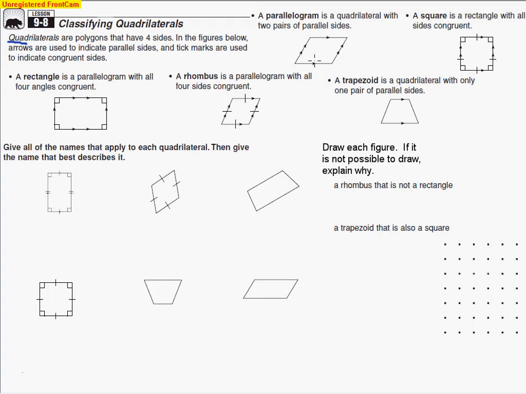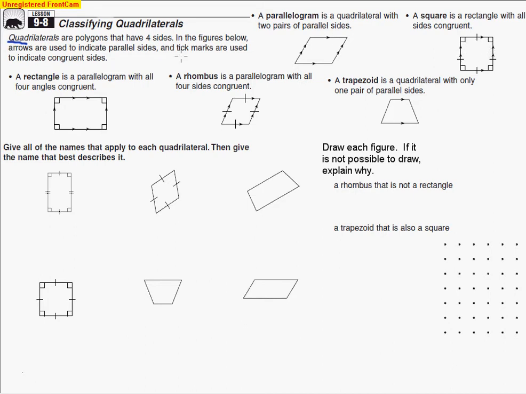We have a square, and a square is a special type of parallelogram. It's also a rectangle. So it's a rectangle with all sides that are the same. That's what these little tick marks are for. The right angle symbol, that little box, means that this is a 90-degree angle. And so again, the parallel sides with the arrows.